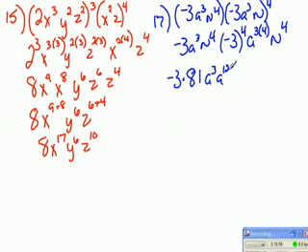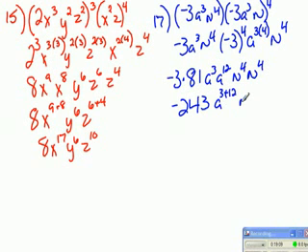A to the 3rd times a to the 12th from right here, rearranging it, n to the 4th, and another n to the 4th. Negative 3 times 81 is negative 243. A to the 3 plus 12 power, n to the 4 plus 4 power. Negative 243, a to the 15th, n to the 8th. And that is the end of section 8.1.